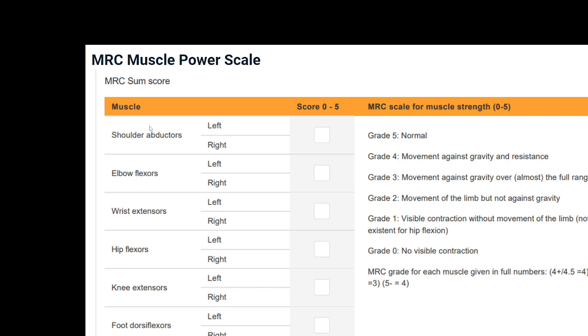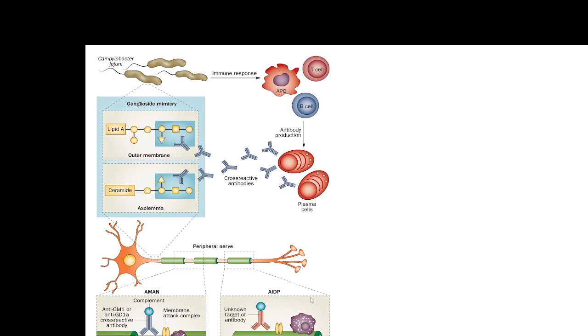So, any patient of GBS, you will be studying the muscle strength in individual groups, not single muscles but groups of muscles, left and right: shoulder abductors, elbow flexors, wrist extensors, hip flexors, knee extensors, foot dorsiflexors. These groups of muscles are assessed for strength, and then the score is put on. And if the score is less than 40, the patient would have a high risk as such.